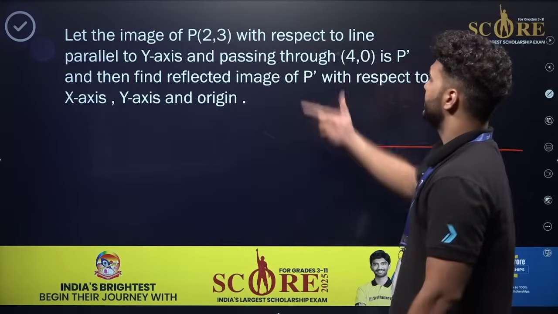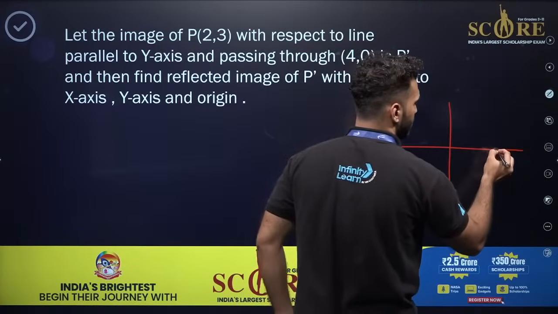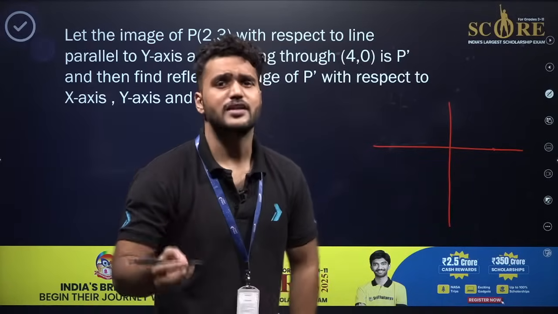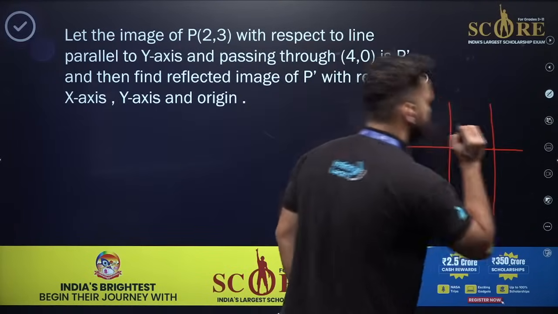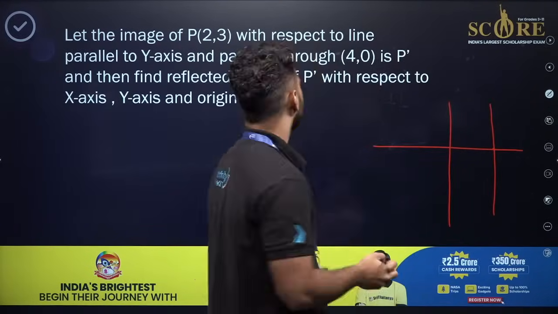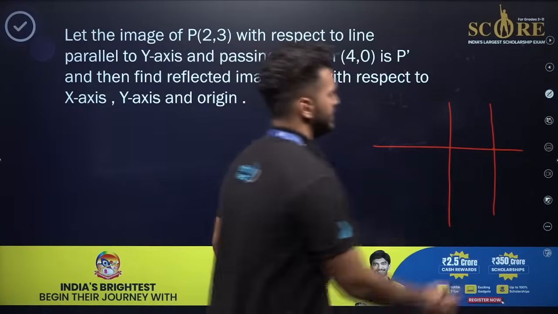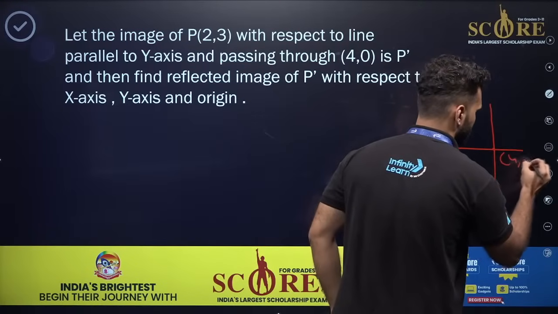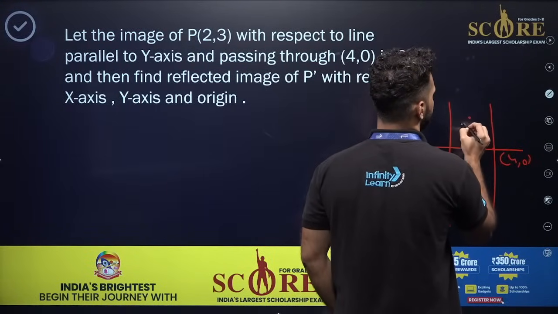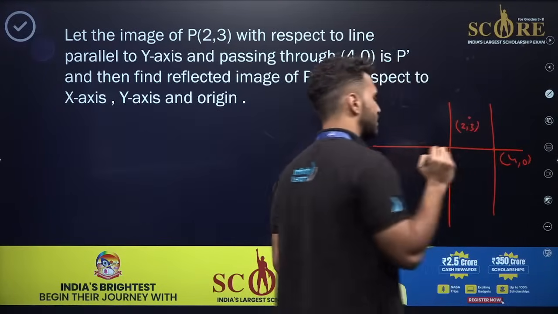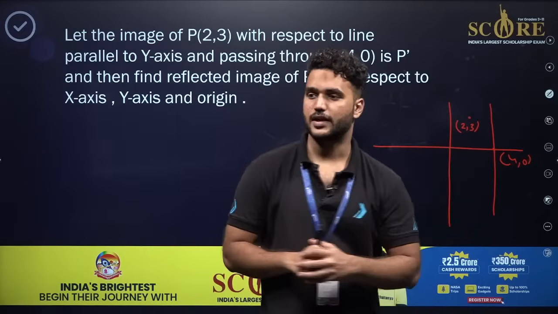They say this is passing through (4, 0). Where is (4, 0)? Somewhere here. Now you can easily draw a line which is parallel to the y-axis and passing through this point. Now what do we have to check? Where should this (2, 3) be? See, this is (4, 0), then (2, 3) will be like here. Now, what about the image of this point with respect to this line?